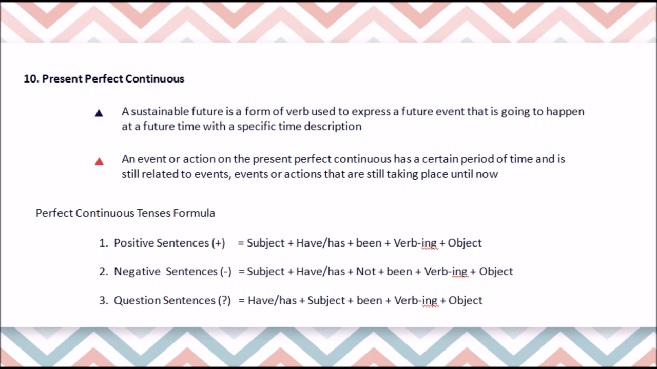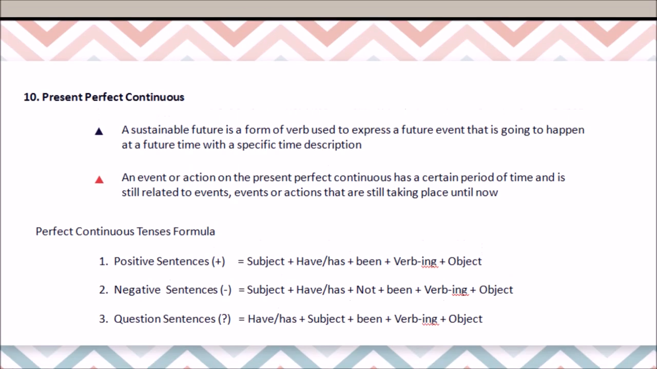Present perfect continuous tense formula. Positive sentence: subject plus have or has plus been plus verb-ing plus object. Negative sentence: subject plus have or has plus not plus been plus verb-ing plus object. Question sentence: have or has plus subject plus been plus verb-ing plus object.